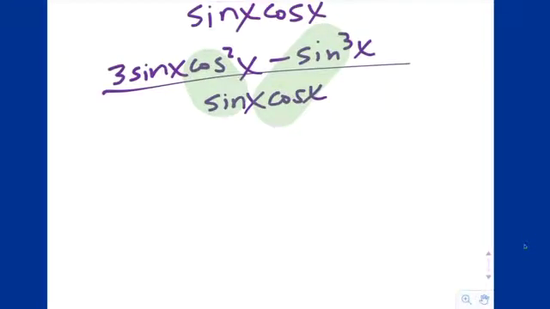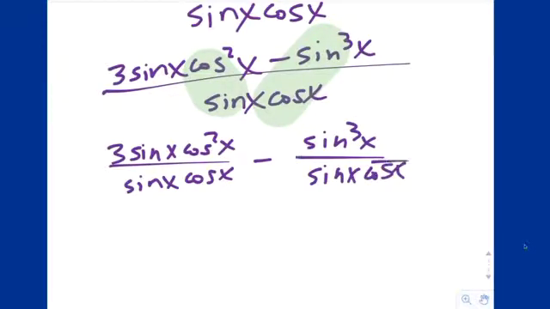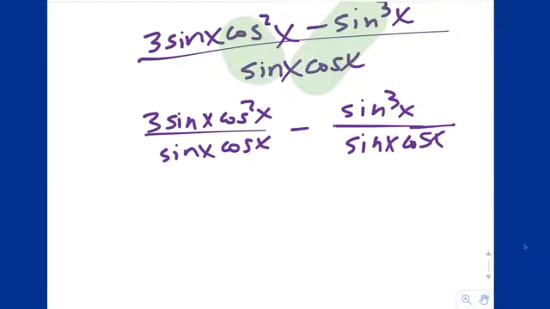So if we do that, we have 3 sine x cosine squared all over sine x cosine x, minus sine cubed x over sine x cosine x. So they have to each go over the entire denominator. And now you can divide out any common factor. In the first term, we have sine of x divided by sine of x. Those divide out. And then in the second term, cosine squared over cosine, one of them divides out.